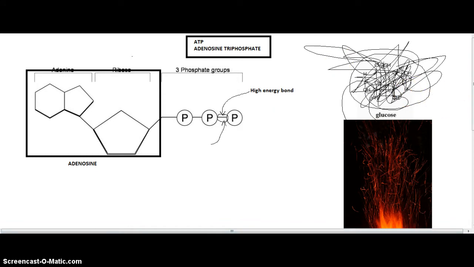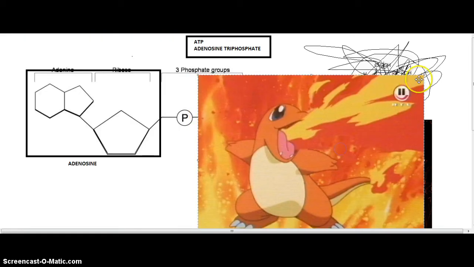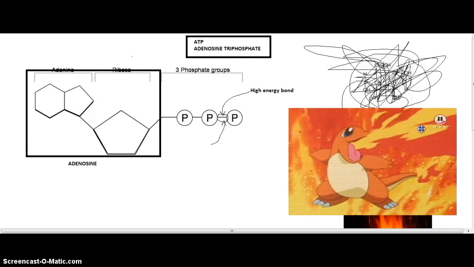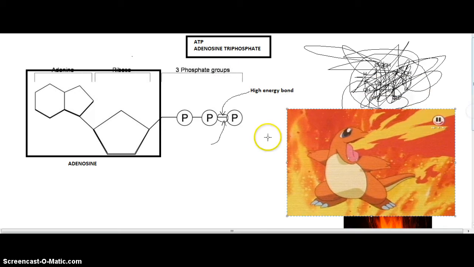But maybe, wait a minute, maybe that's how fire Pokemon do it. Yeah, fire Pokemon take the energy directly from glucose so that they can shoot fire. That's awesome. That sounds like a scientific reasoning for fire type Pokemon. Anyway, what am I talking about?